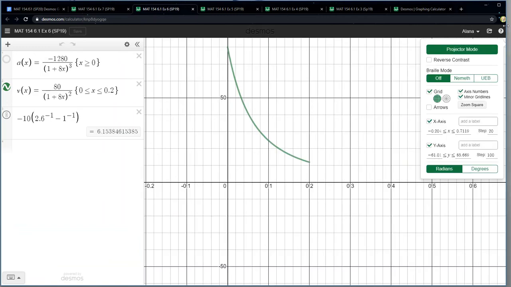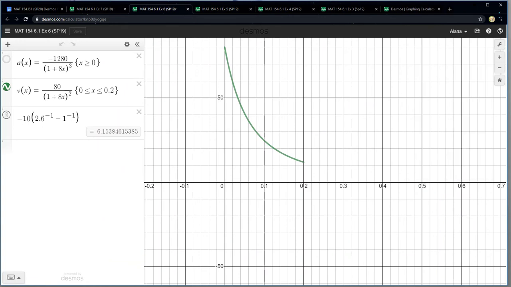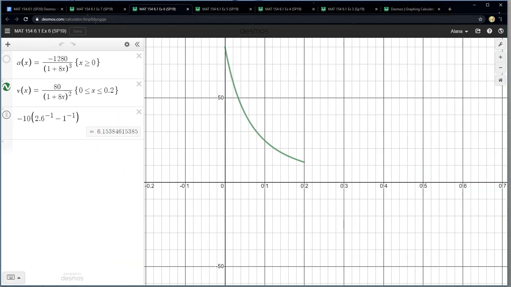It's always positive from 0 to 0.2. Woot, that's great. So let me draw a picture of that on my paper. We're super happy about this. So this is the velocity function. So let me graph it, and then I'll bring it back on the page. So we have from 0 to 0.2, and it starts off at 80, looks like, and goes down.